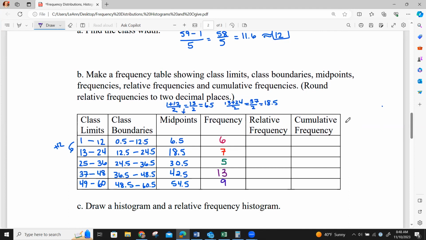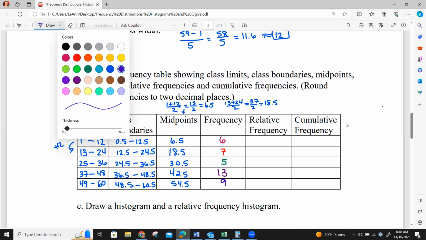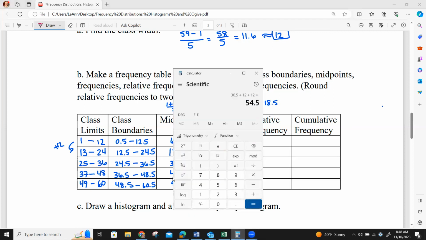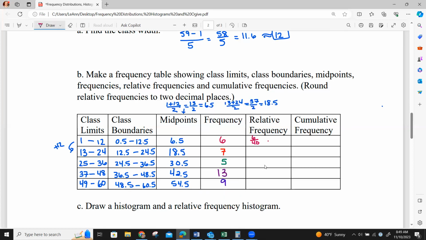So relative frequency, to find that, I'm going to do each of these in its own color, just like we did before. We first have to know our total frequency, which was 40, remember? So we take 6 and divide that by 40, and we're going to get that to 2 decimal places if it needs to be rounded. So 6 divided by 40 is 0.15. So that was already 2 decimal places.